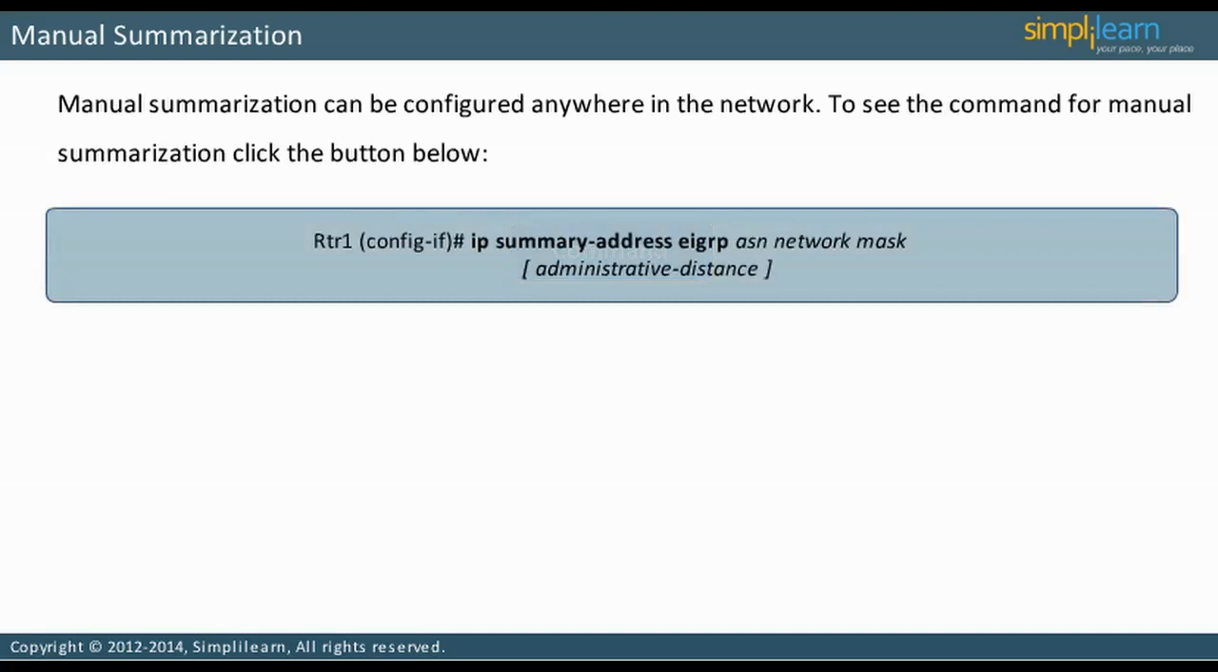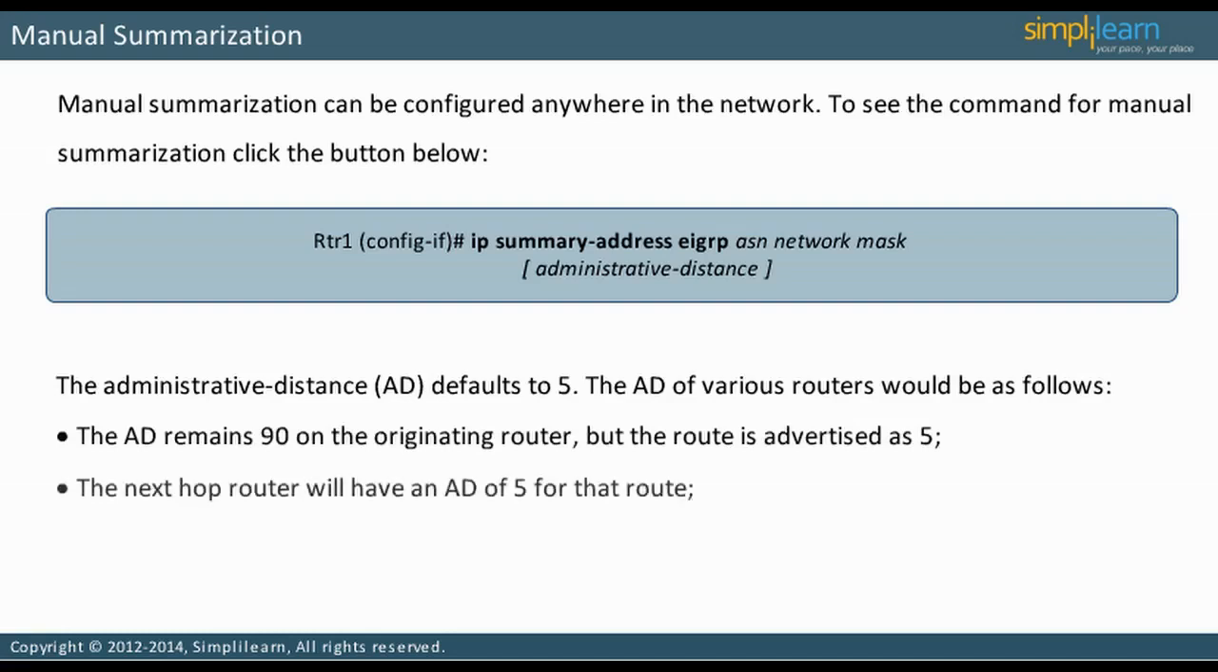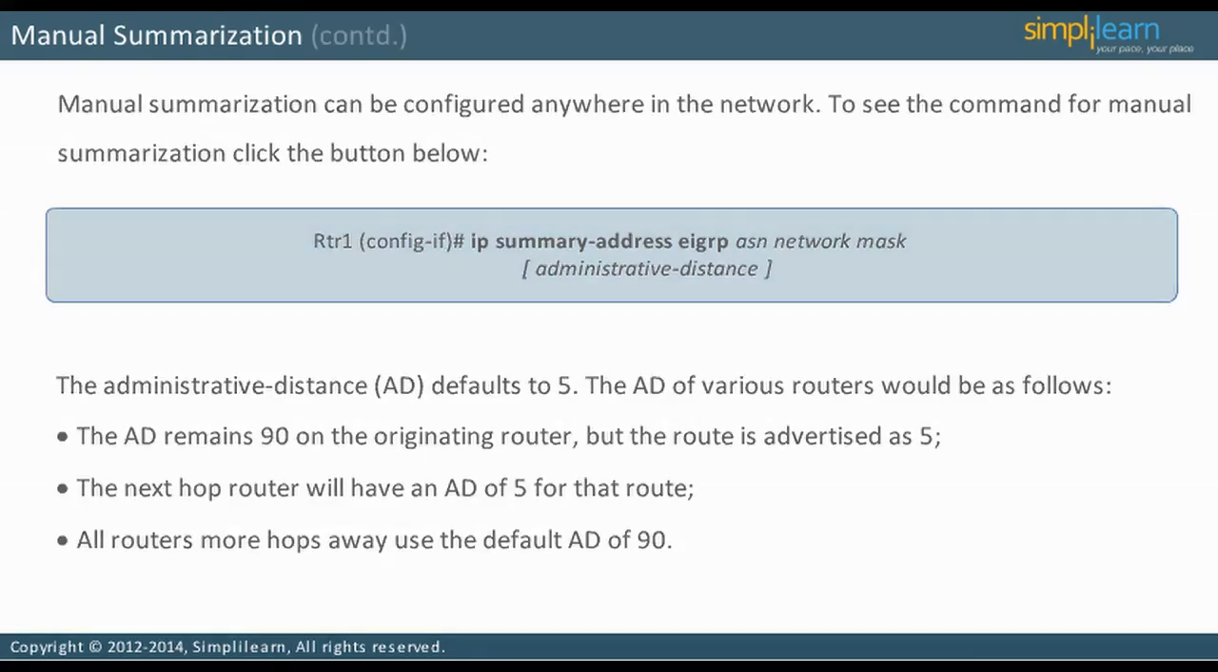The router where manual summarization is configured is called the summarizing router. The summarizing router's routing table contains the summary route and the component routes. The summarizing router advertises only the summary route with a default administrative distance of 5. Therefore, the next hop router has an AD of 5 for that route. All the routers more hops away use the default of 90, or the value configured on the router. We will continue our discussion on manual summarization in the next slide.